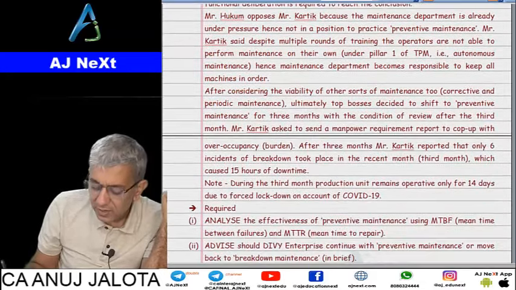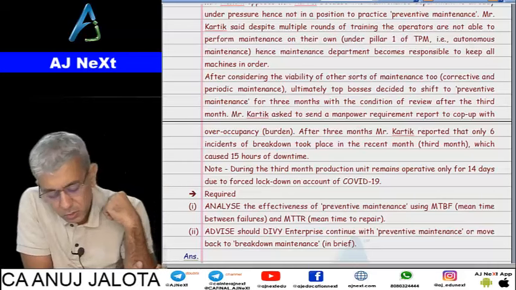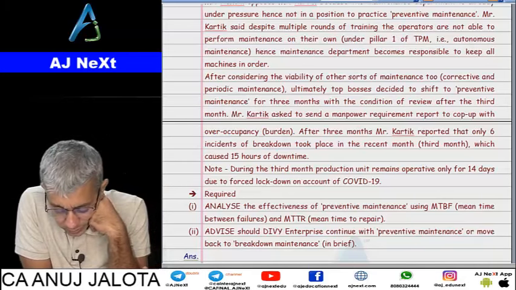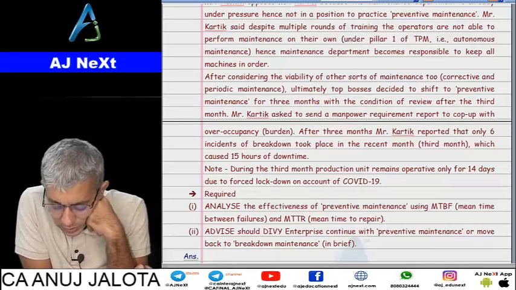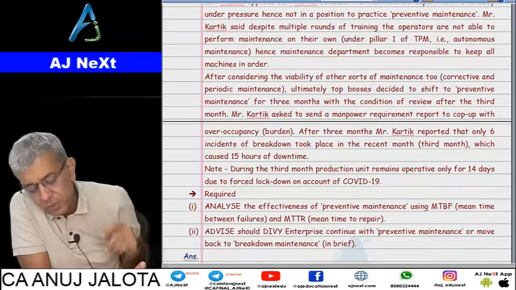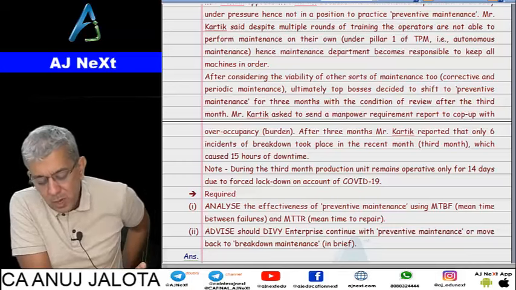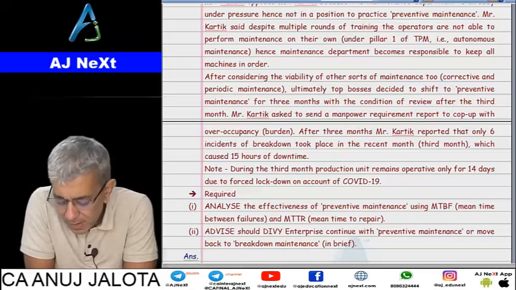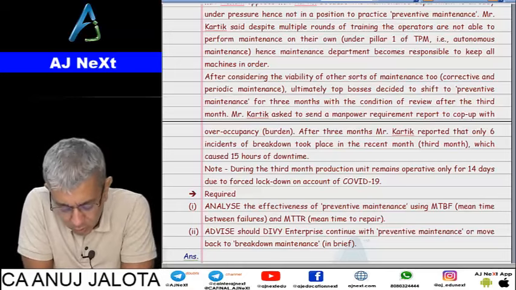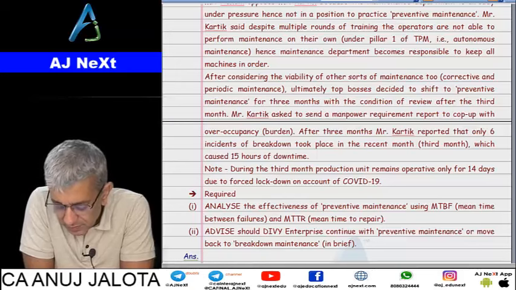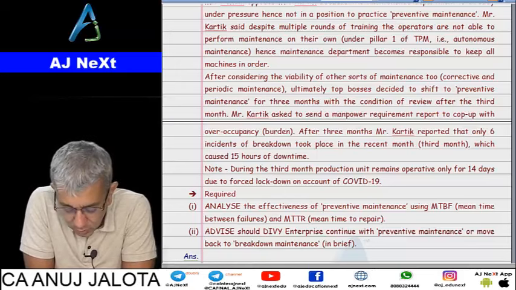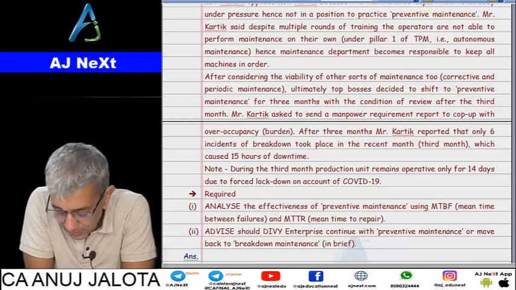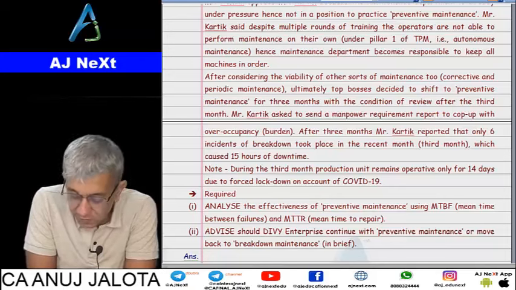After considering the viability of other sorts of maintenance too, corrective and periodic maintenance, ultimately top bosses decided to shift to preventive maintenance for 3 months, with the condition of review after the third month. Mr. Karthik asked to send manpower requirements to cope up with the ever-increasing occupancy burden. After 3 months, Mr. Karthik reported that only 6 incidences of breakdown took place in the recent month, the third month, which caused 15 hours of breakdown.